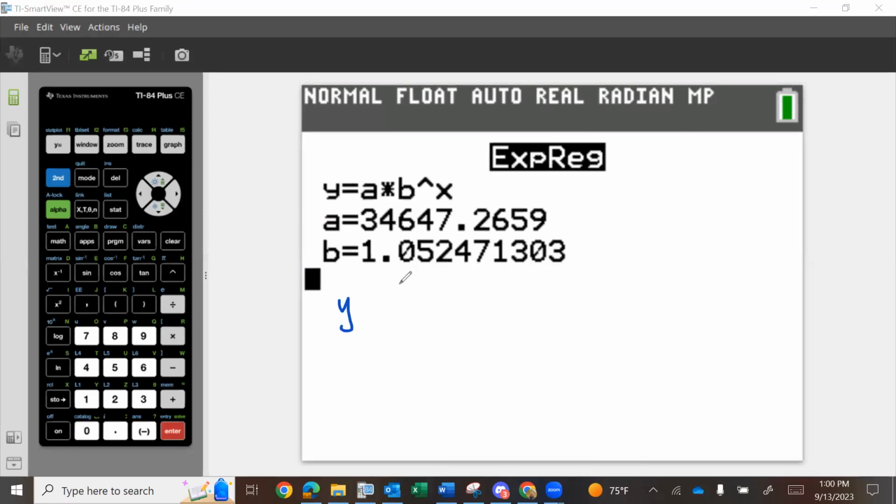Y equals 34,647.266 times 1.052 raised to the x power.